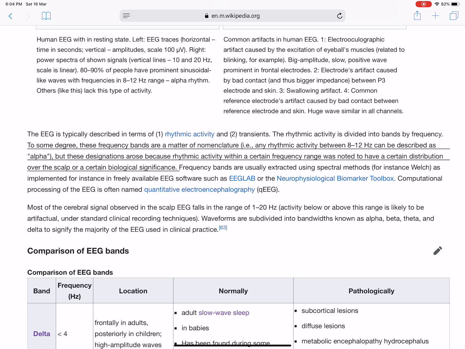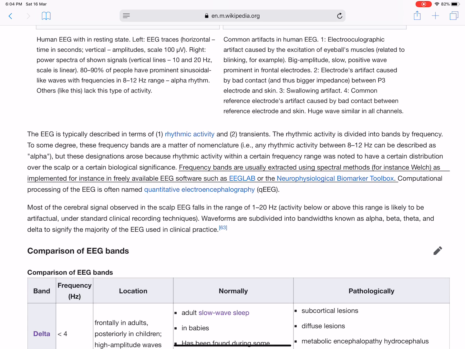Frequency bands are usually extracted using spectral methods, for instance Welch, as implemented in freely available EEG software such as EEGLAB or the Neurophysiological Biomarker Toolbox. Computational processing of the EEG is often named quantitative electroencephalography, QEEG. Most of the cerebral signal observed in the scalp EEG falls in the range of Hertz. Activity below or above this range is likely to be artifactual. Under standard clinical recording techniques, waveforms are subdivided into bandwidths known as alpha, beta, theta, and delta to signify the majority of the EEG used in clinical practice.